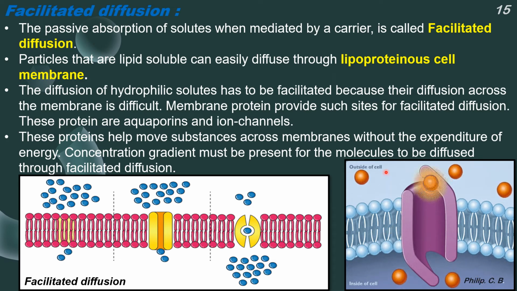So outside this cell, how it is facilitated: as the molecules come near to the protein in the membrane, the ion channels or the aquaporins, the facilitated diffusion takes place. That is, it helps the molecules to pass through the membrane to the inside of the cell. So that is what facilitated diffusion is. Unlike what you saw in the earlier animation, molecules moving on their own by the osmotic pressure or other pressure, but here it is facilitated.